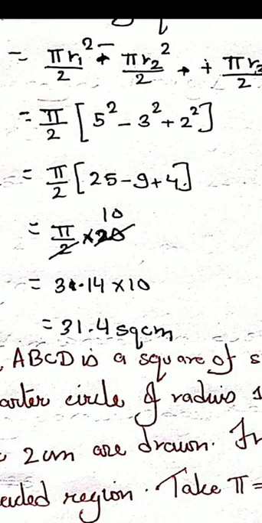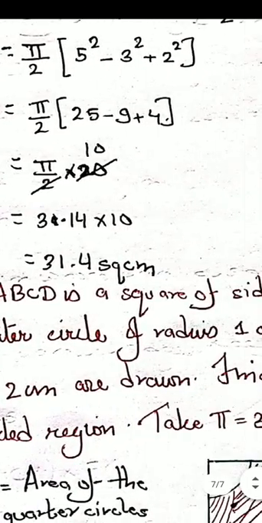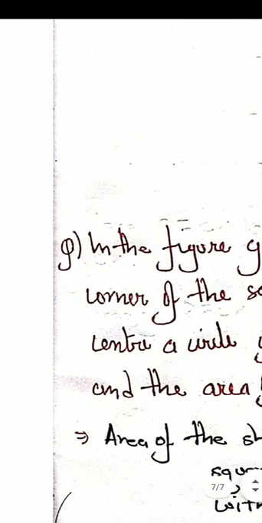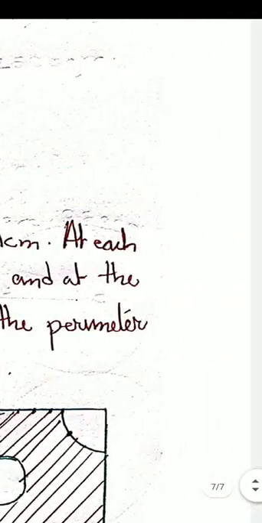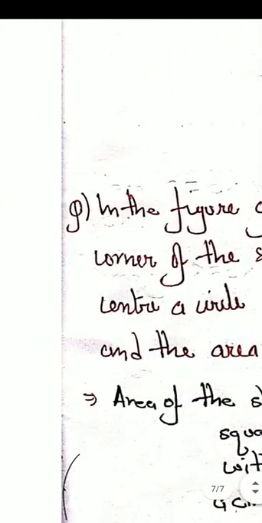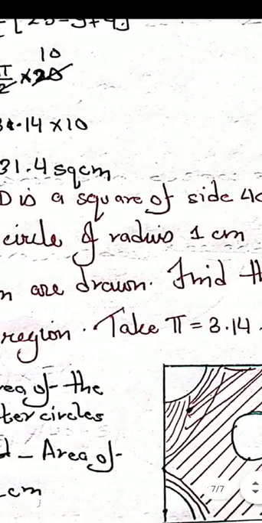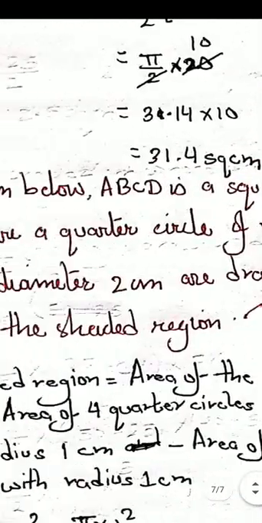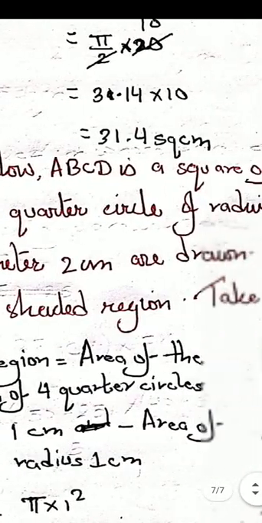Okay, so let us discuss the last problem that I have. In the figure given below, ABCD is a square of side 4 centimeter. At each corner of the square, a quarter circle of radius 1 centimeter is drawn, and at the center a circle of diameter 2 centimeter is drawn. Find the perimeter and the area of the shaded region.